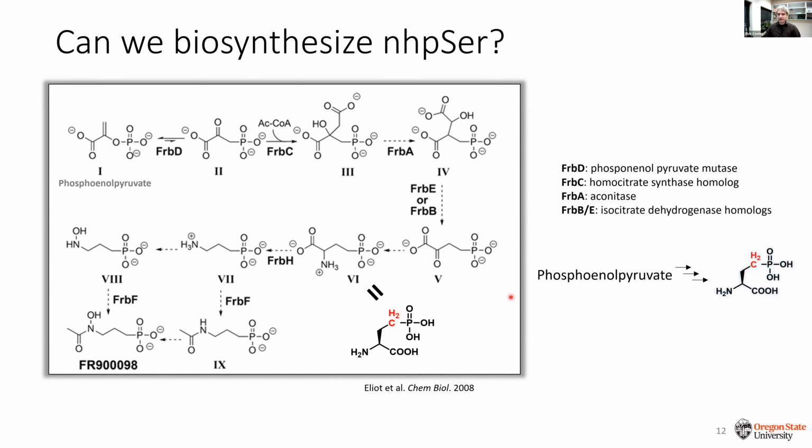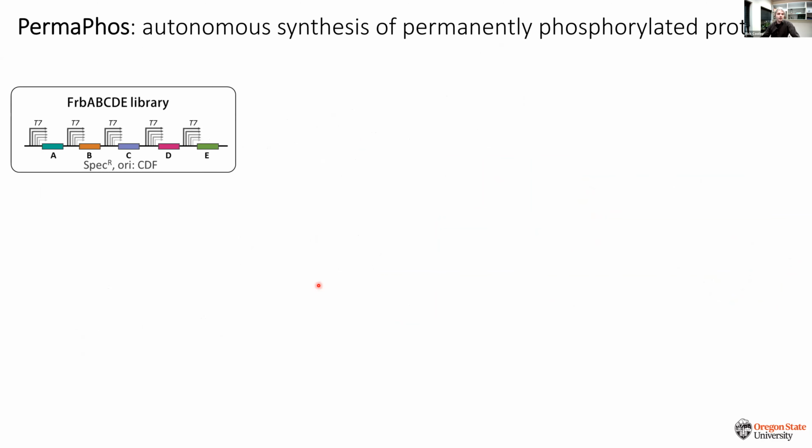And so we just simply asked, can we take these first 5 enzymes, D, C, A, B, and E, express them in E. coli, and allow us to convert phosphoenolpyruvate into the non-hydrolyzable phosphoserine to then drive the synthesis of proteins with genetic code expansion? So that's what we did.